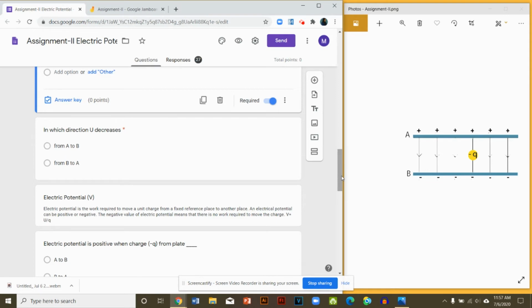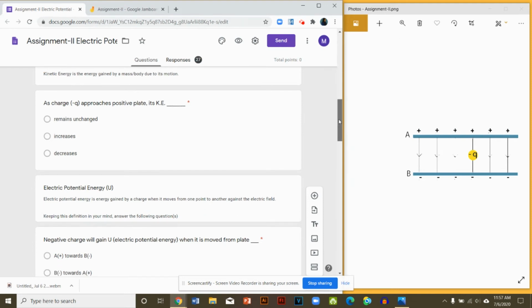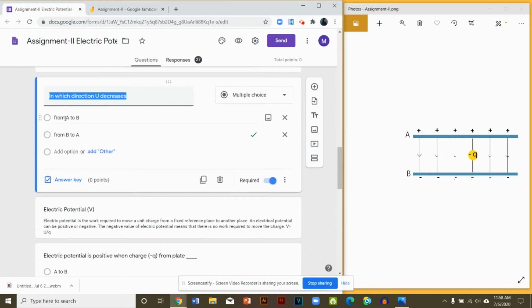If we go back to the kinetic energy question which was asked here, in whichever direction KE will increase, in that direction potential energy will decrease. So when minus q approaches the positive plate, it will gain kinetic energy, and in that direction it will lose potential energy. So from B to A, it will lose potential energy. Its potential energy will decrease when it moves from B to A, because this minus charge is going in the direction of electric field, so you're not doing any work. When you're not doing any work, potential energy is not increasing, so obviously it will decrease.